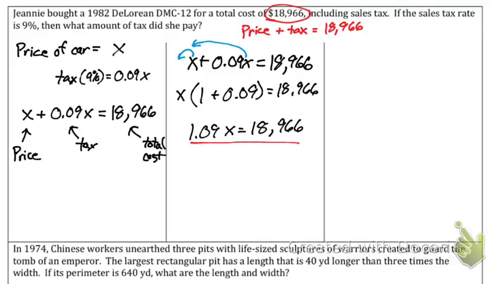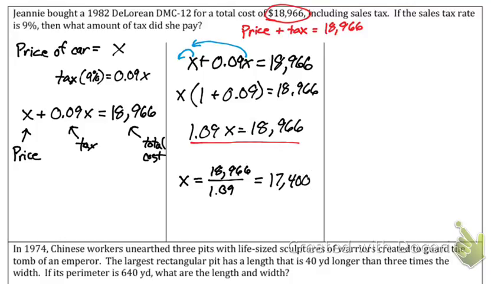All right, we now know 1.09 times x equals our total cost. So to solve for x, we're going to say x equals 18,966 divided by 1.09. And can someone give me that total? 17,400. Thank you. And then that's my answer. I'm done.